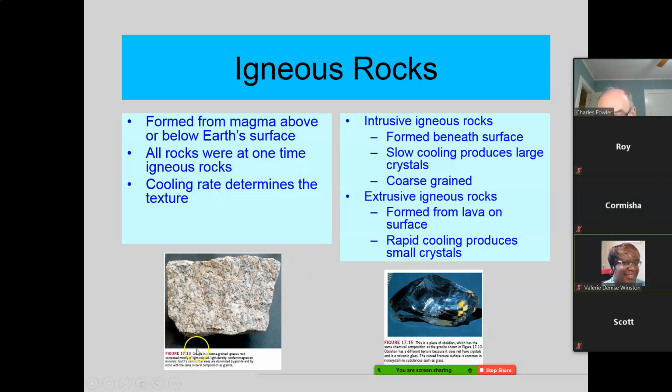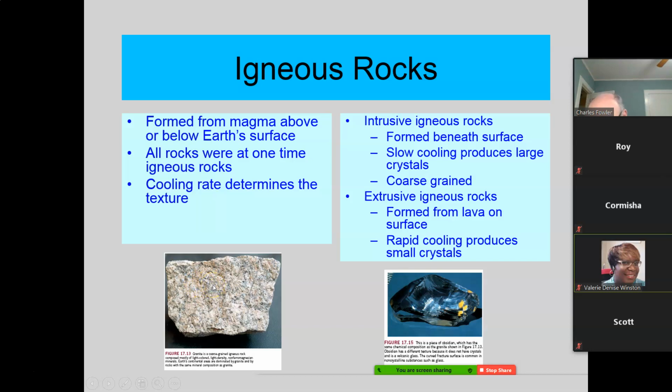Here is a piece of granite. This is a coarse grain. What that means is intrusive igneous rock. We don't know this right now, but I'll tell you, granite is igneous. Intrusive igneous rock formed beneath the surface of the earth through a slow cooling process, forming large crystals, coarse grain. You can see the roughness of this.